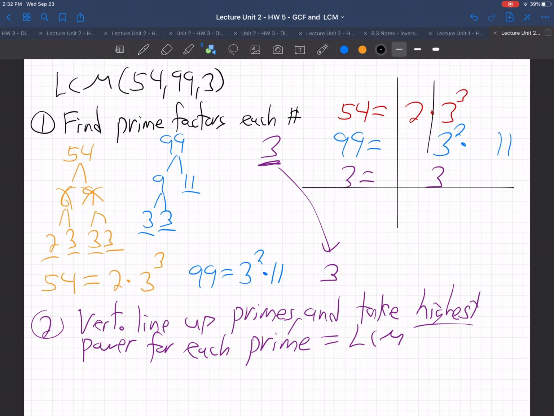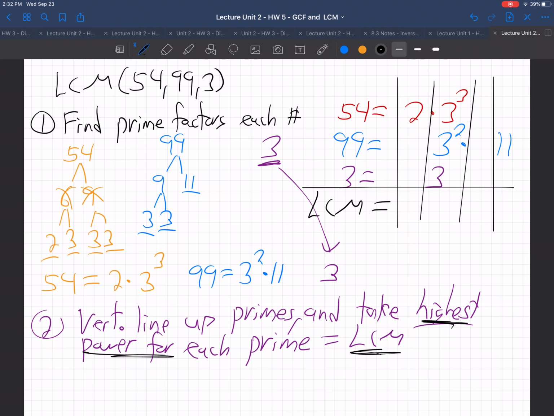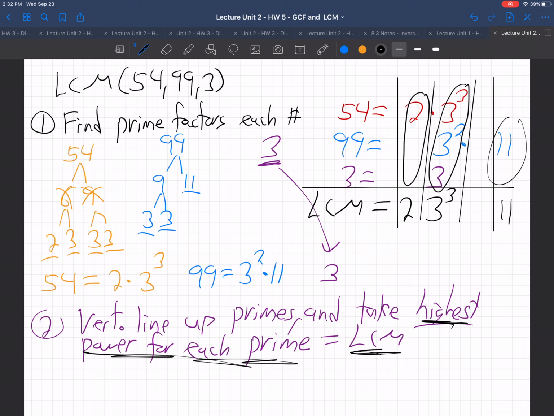Line these up, and come down here and say the LCM equals, what does the LCM equal? It's the highest power for each prime. When it comes to the 2's, what's the highest power? Well, just a single 2. When it comes to the 3's, what's the highest power? 3 to the third. When it comes to the 11, what's the highest power? Well, just one of them. So the LCM is that.